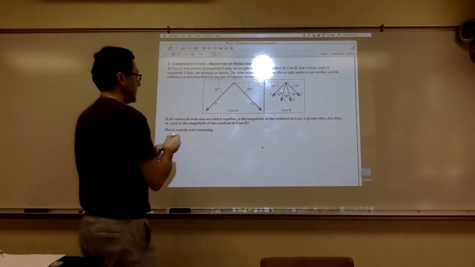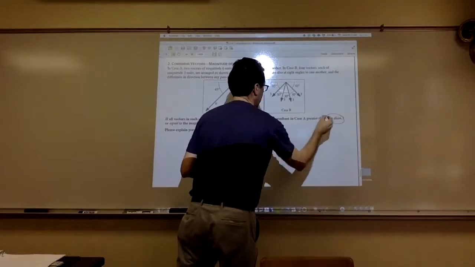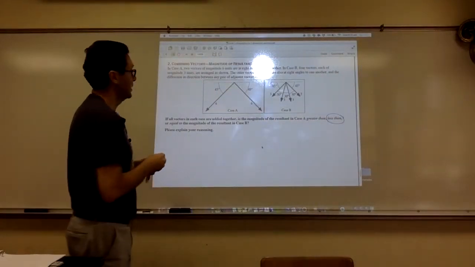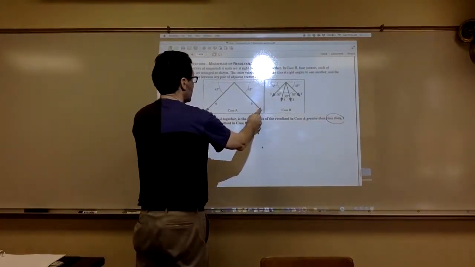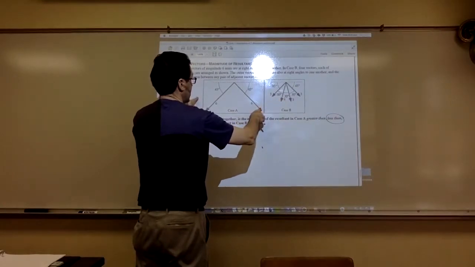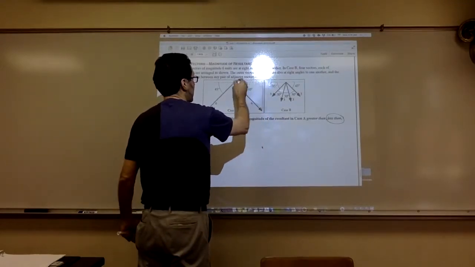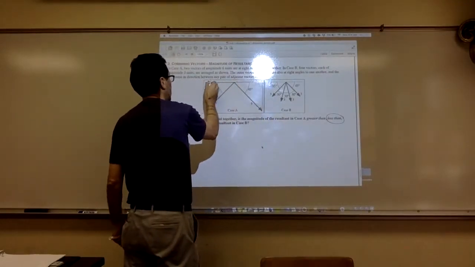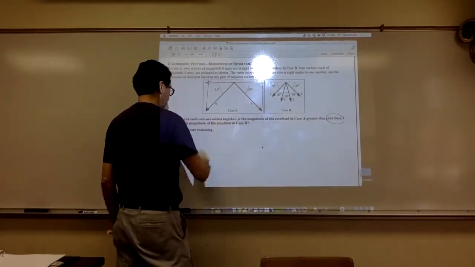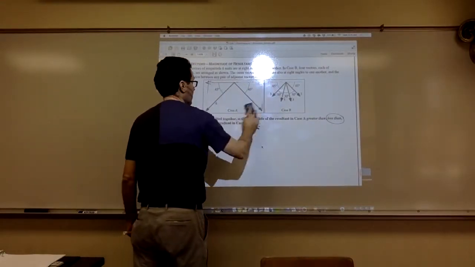So the magnitude is less in case A. And here's the reason. The x component in both cases is going to be 0. The x component of the resultant. Because if you take this and you project it here, and you take this and you project it here, they're going to be equal and opposite. And you're going to end up with the same thing on the other side.